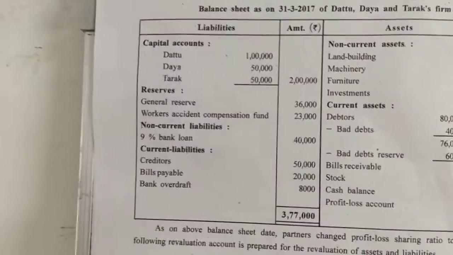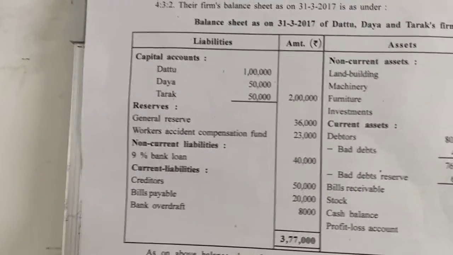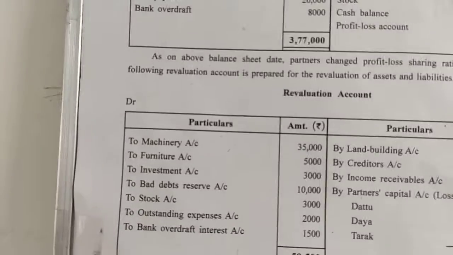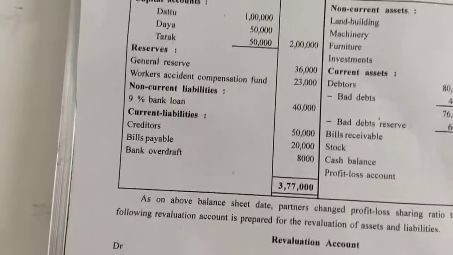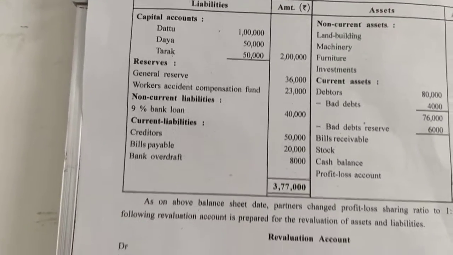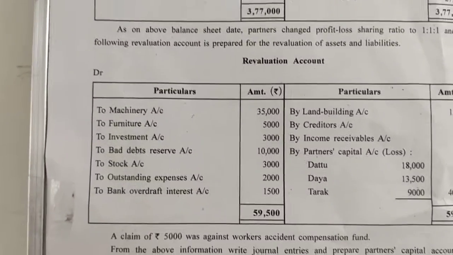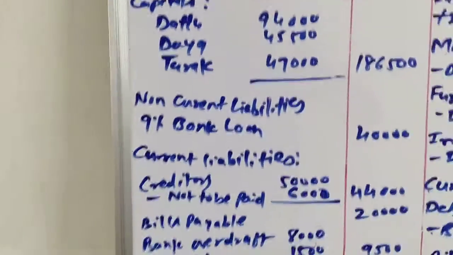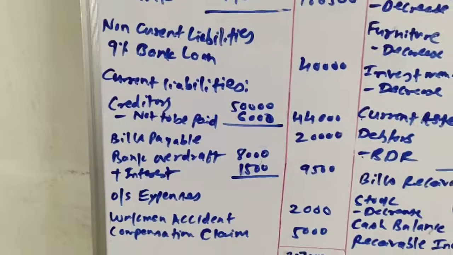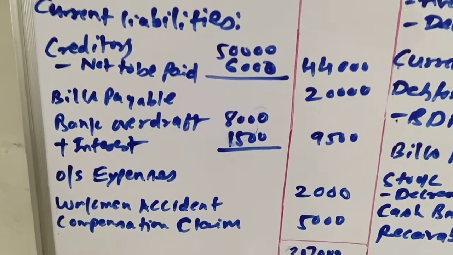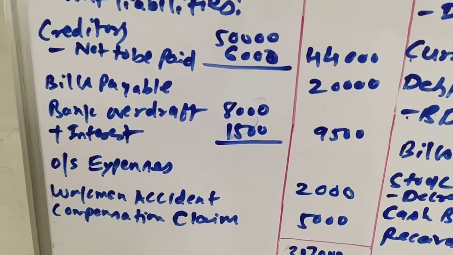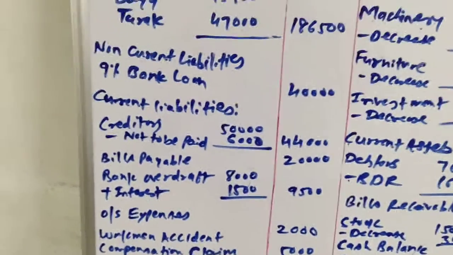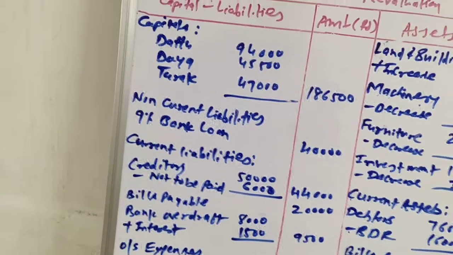Okay. Bank overdraft. I don't know whether we have considered bank overdraft or we forgot to write it. Bank overdraft interest was 1,500. It is 8,000 in the old balance sheet. So now it will be 9,500. So 9,500 will be the bank overdraft amount in the new balance sheet. Here it is, bank overdraft 8,000 plus interest 1,500. So here we have finished with all adjustments, everything.